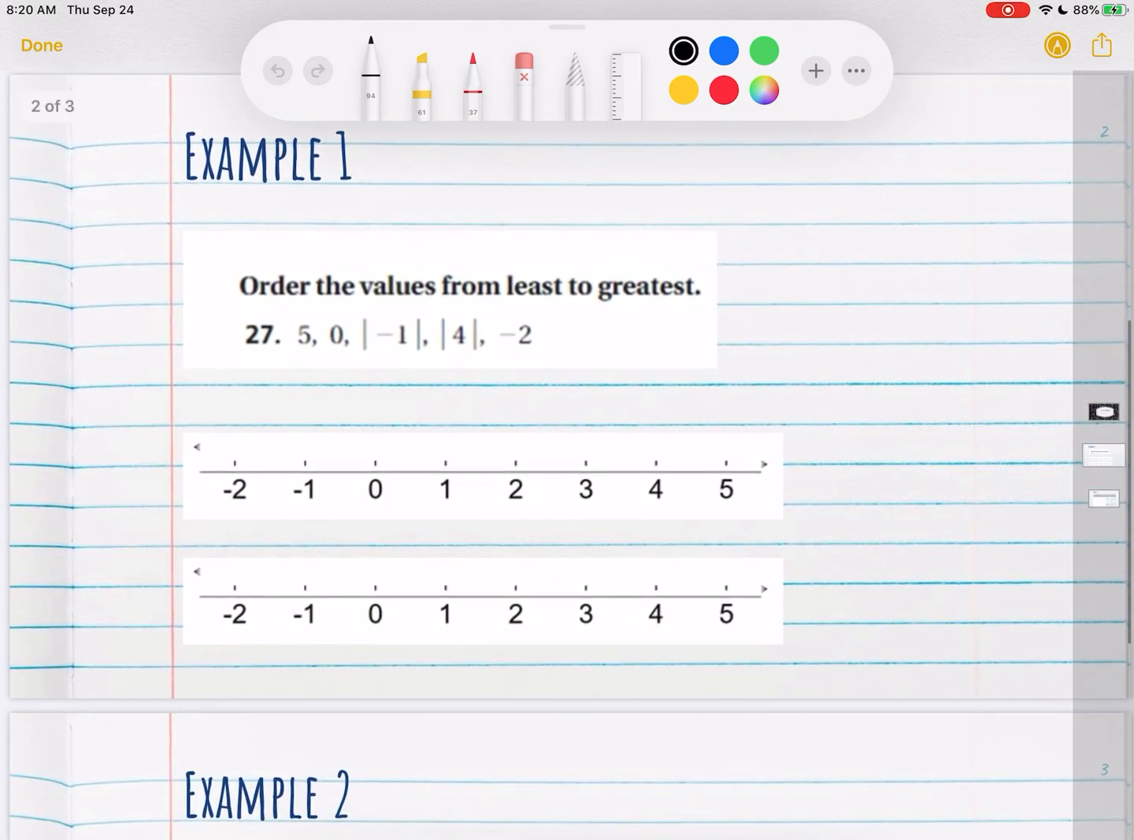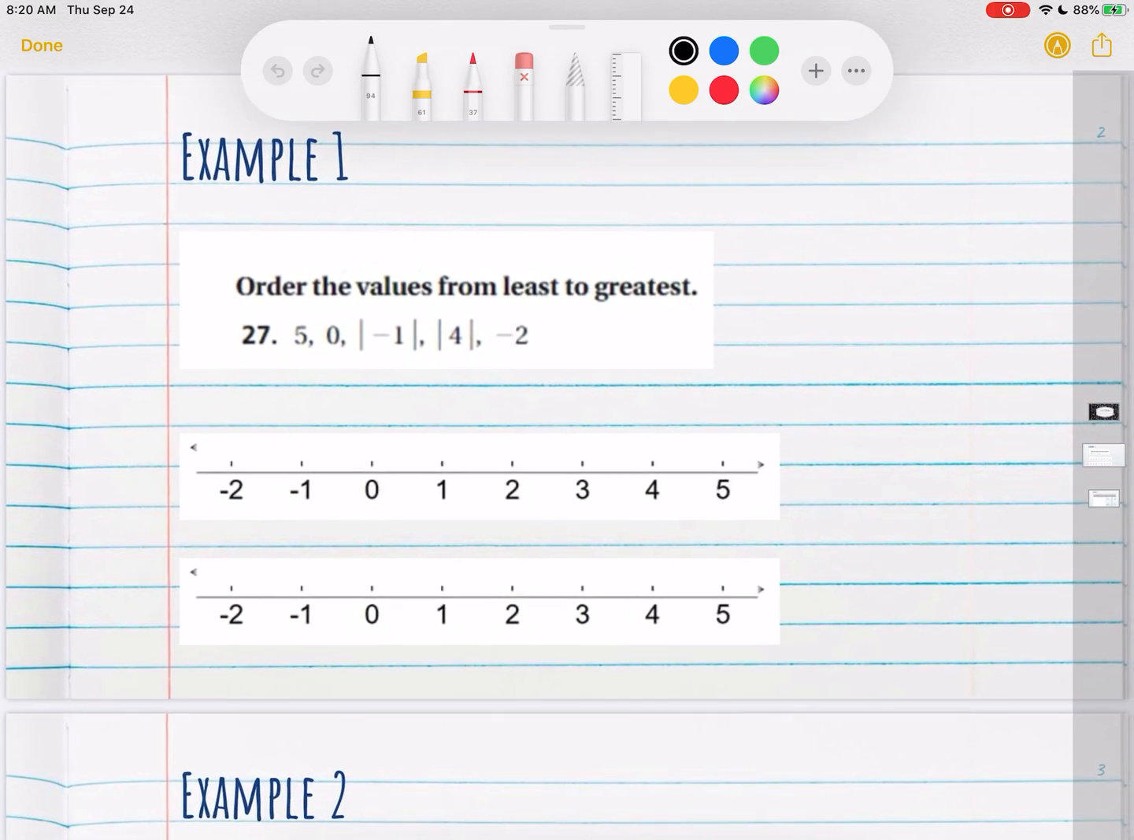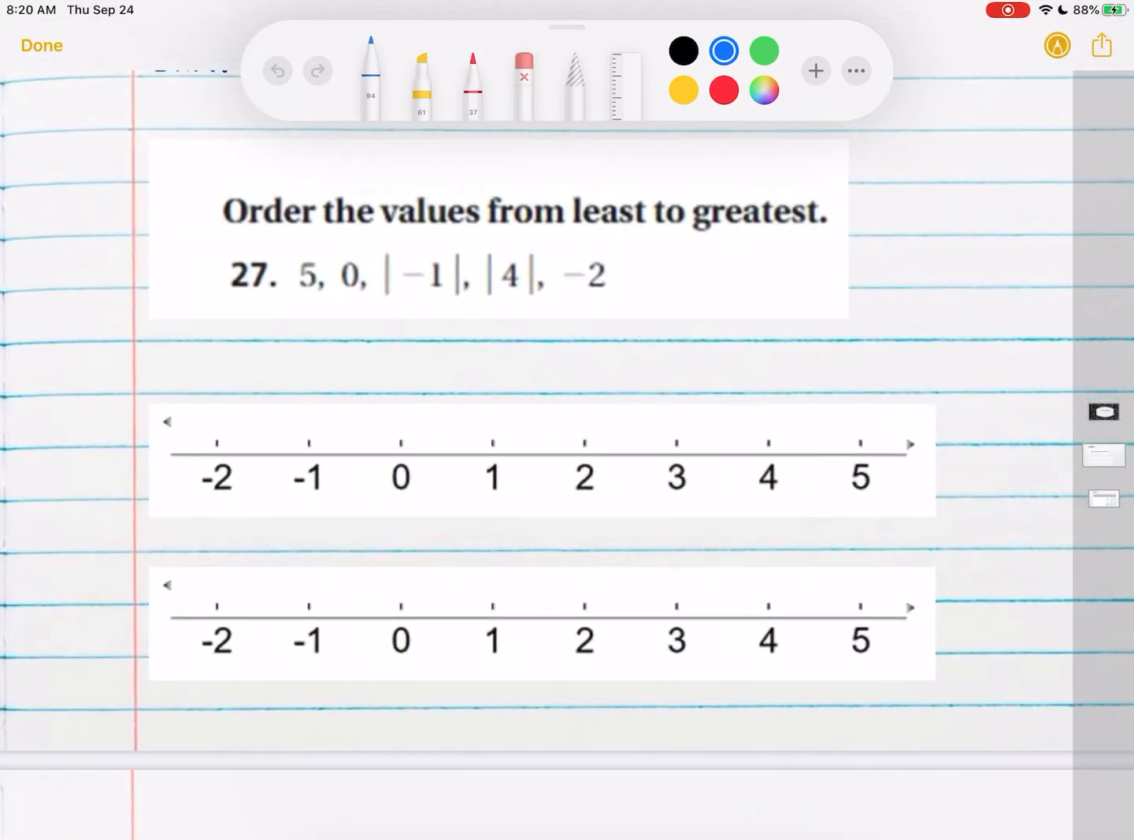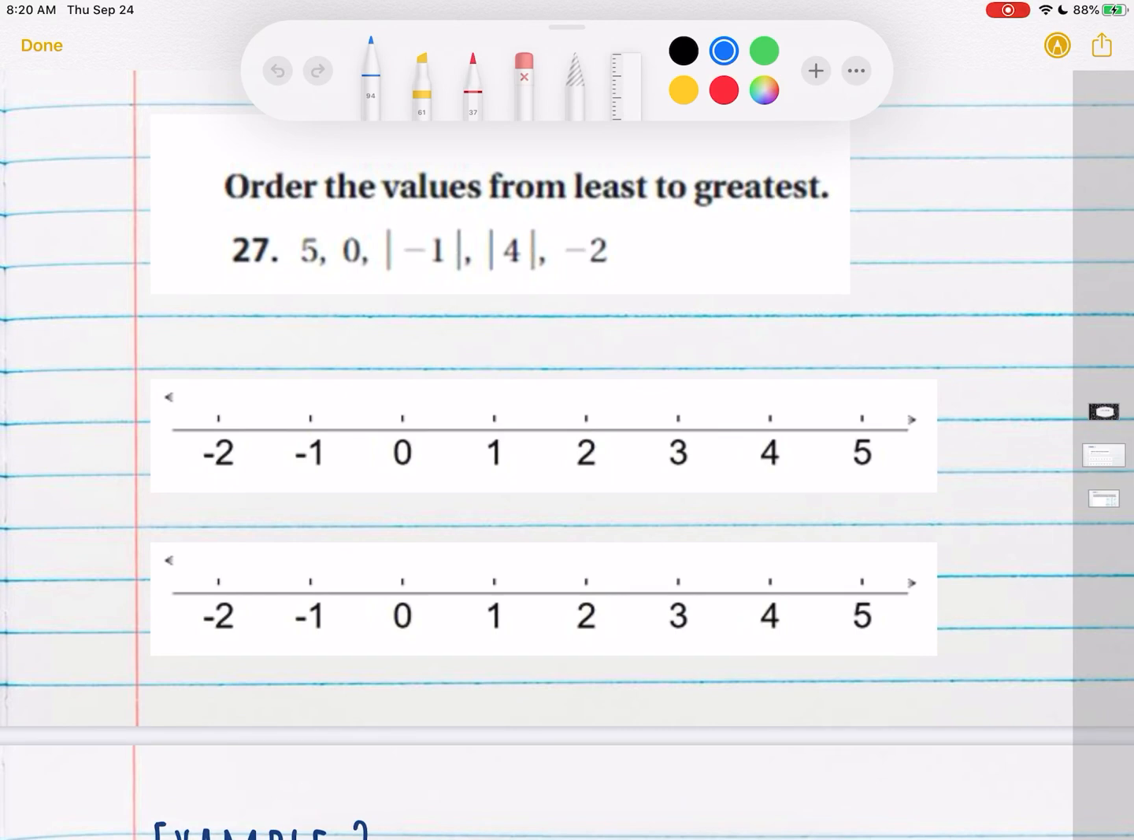So let's start out with this first example. Order the values from least to greatest. Well, let's see. First, remember when we need to order values, we're going to plot them on a number line. So let's start out with 5. Well, 5 is right here.